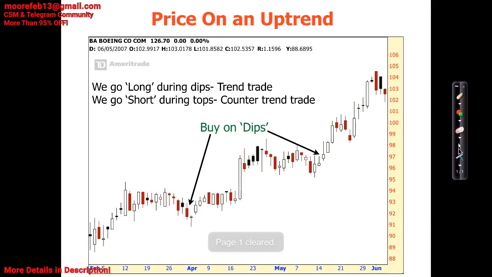So in other words, on an uptrend, you either go long during the dip of the uptrend. In other words, you buy on the dip of the uptrend, and we call this trading with the trend, or we call this trend following. Or you go short, right? You sell short during the top of the uptrend over here, anticipating that it will revert back to the mean before continuing going higher. We call this a counter trend trade.